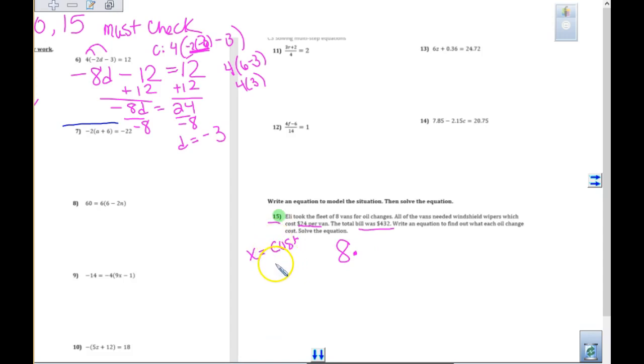So we're going to start with the cost of an oil change. That's what my X is.